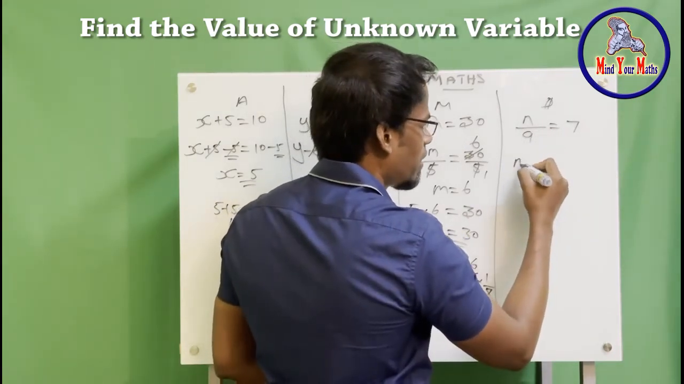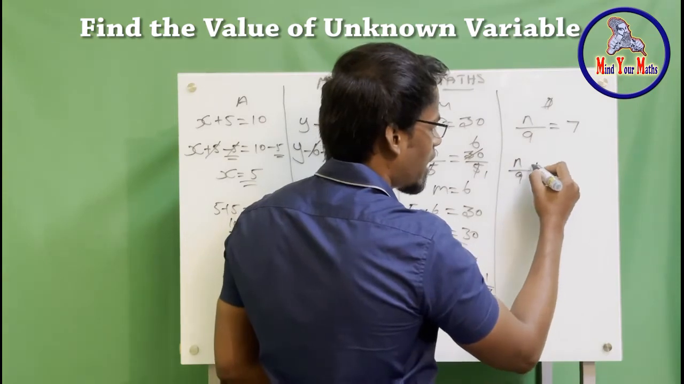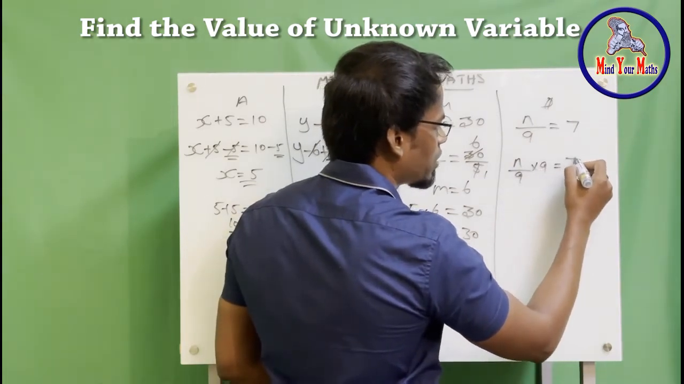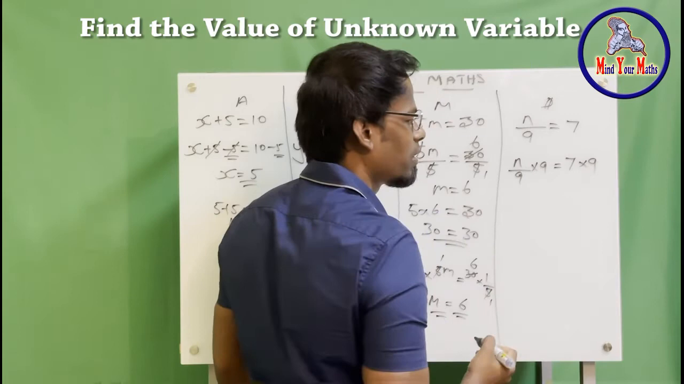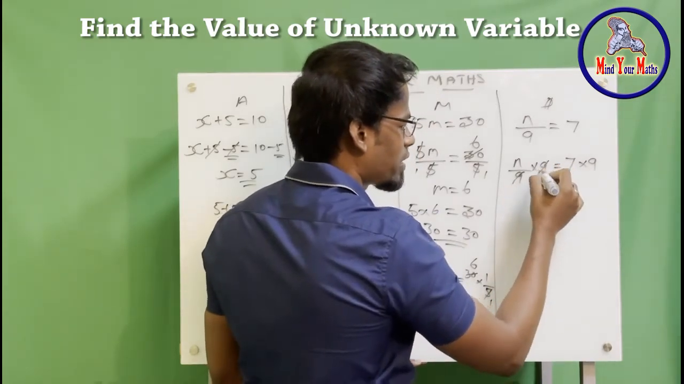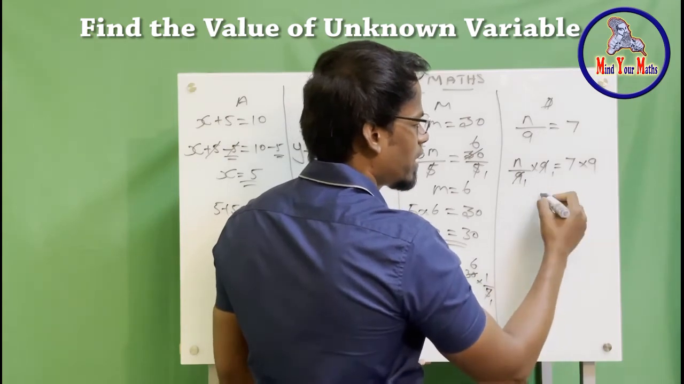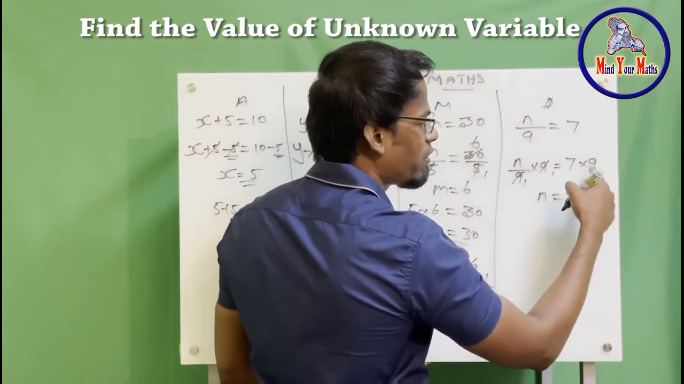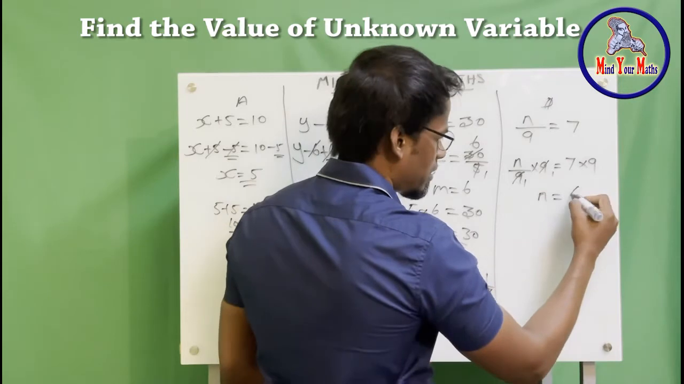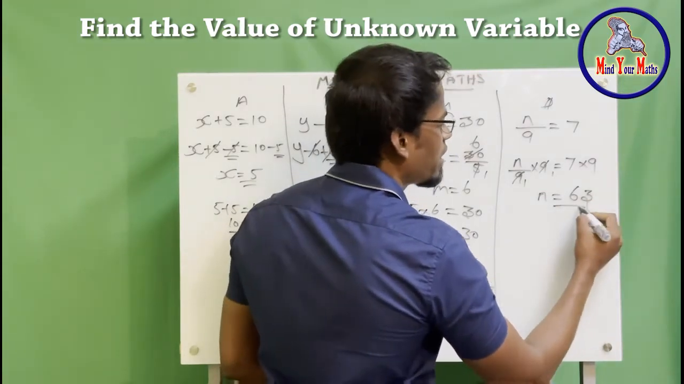So let's do that. n over 9 times 9 equals 7 times 9, right? So here the 9 gets cancelled to 1, and on the left side you are left with n, and on the right side 7 times 9, yes, 63. So that is the answer.